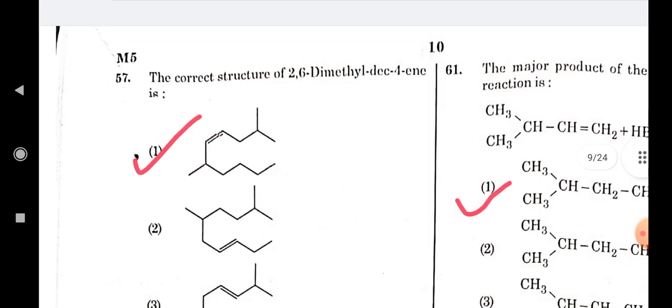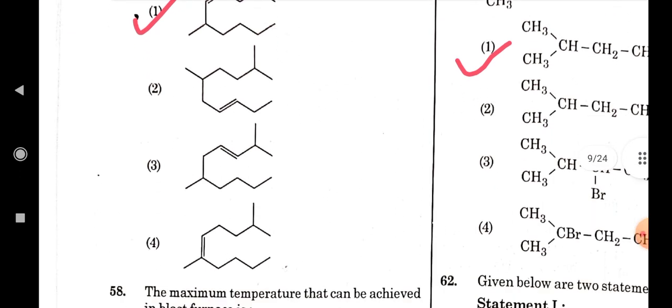Now, the correct structure for 2,6-dimethyl-dec-4-ene. For that we need to number the chain. In the 2 and 6 positions the methyl groups will come, and at the 4th position the double bond should come. It only matches with option number 1. So option number 1 will be the correct answer.